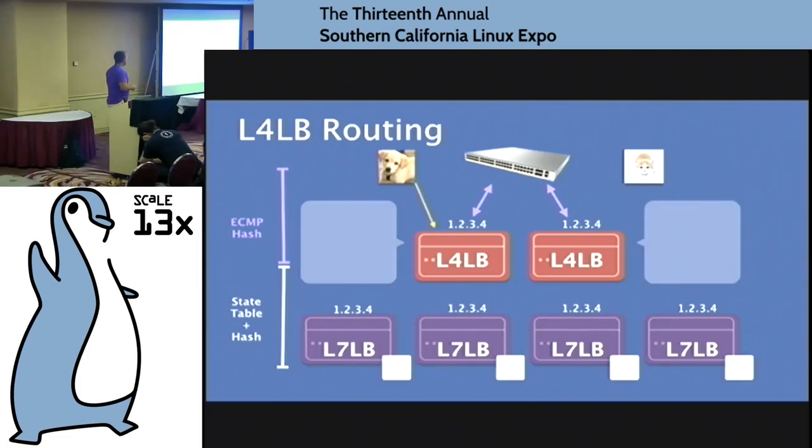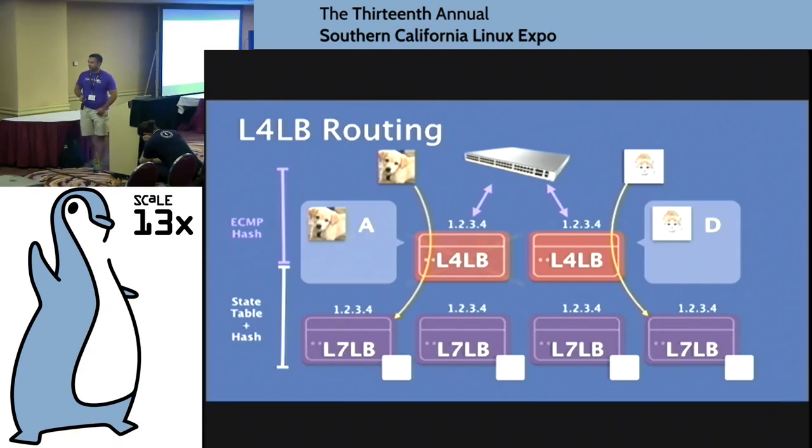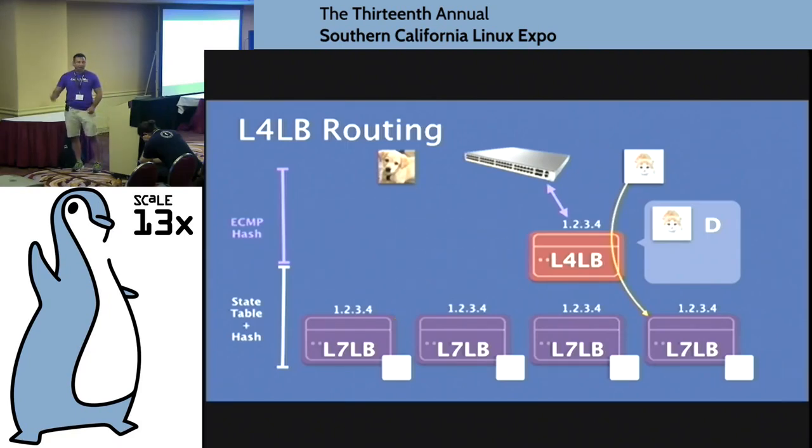So here's an example request. Client comes in, L4 load balancer. It gets consistently hashed to this L7 load balancer. Another user comes in, L4 load balancer, gets consistently hashed to this L7 load balancer. So what happens when this Shiv box goes away?